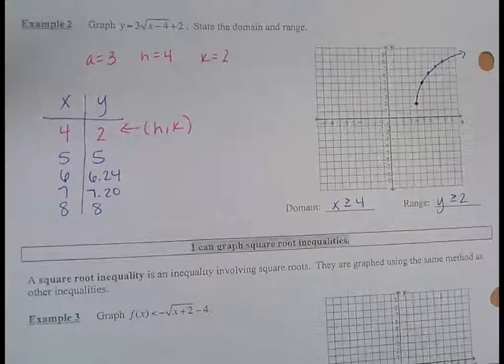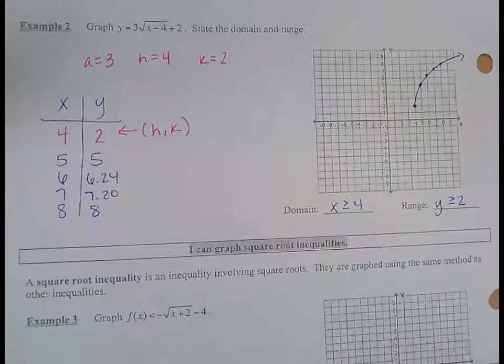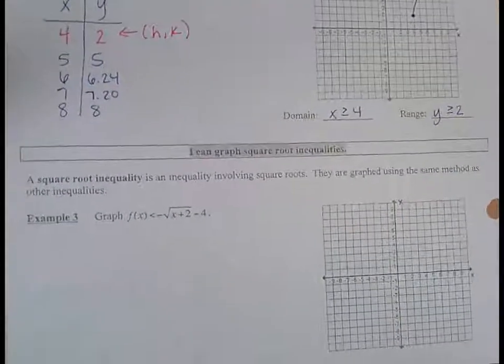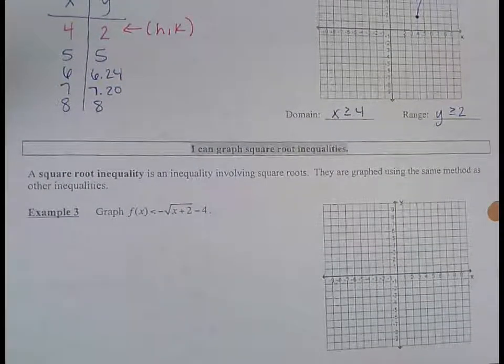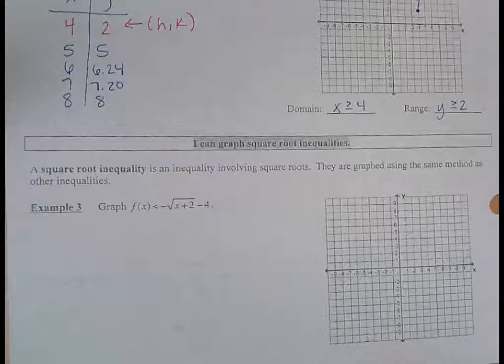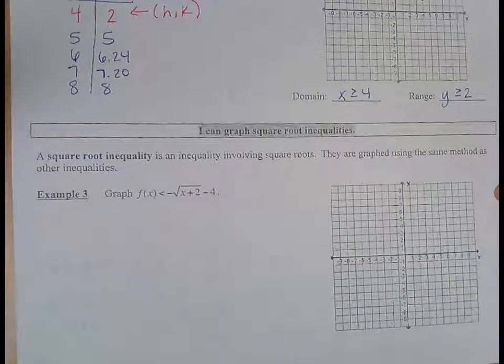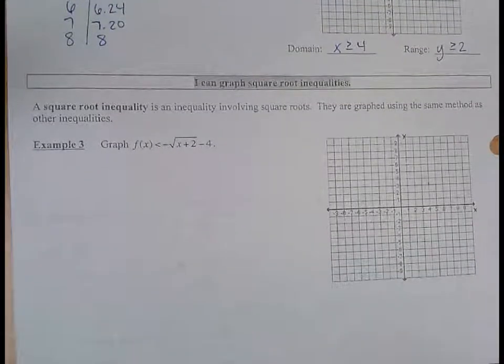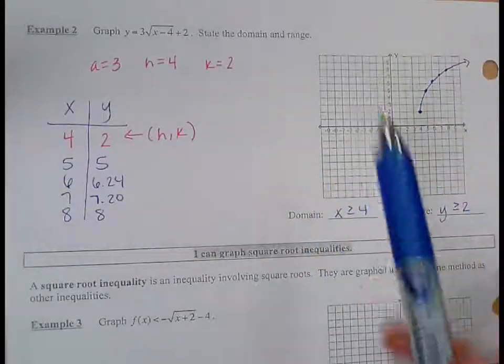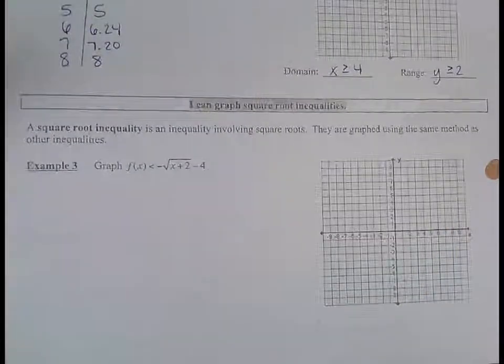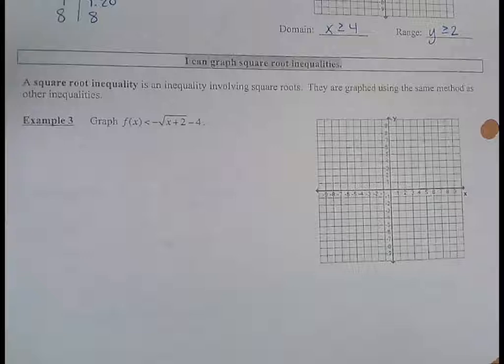Okay, questions at all on example 2? Okay, and then the last example, because it is a little different, it's a square root inequality. And we graph square root inequalities using the same methods as we used with graphing linear inequalities or quadratic inequalities. So there's 2 main differences between just graphing an equation and graphing an inequality, or 2 things you need to remember when you graph inequalities.